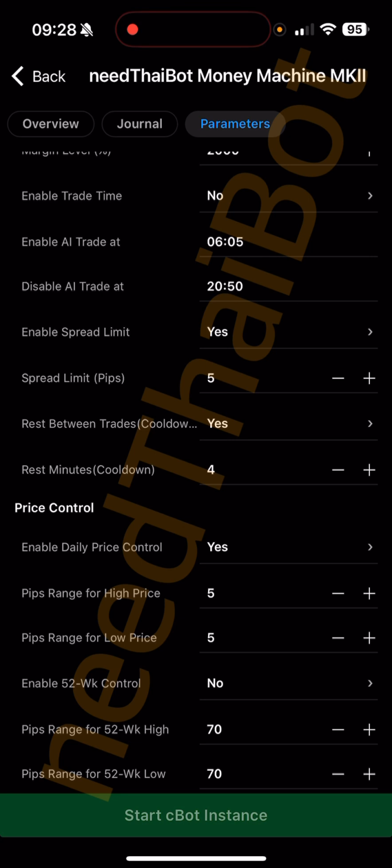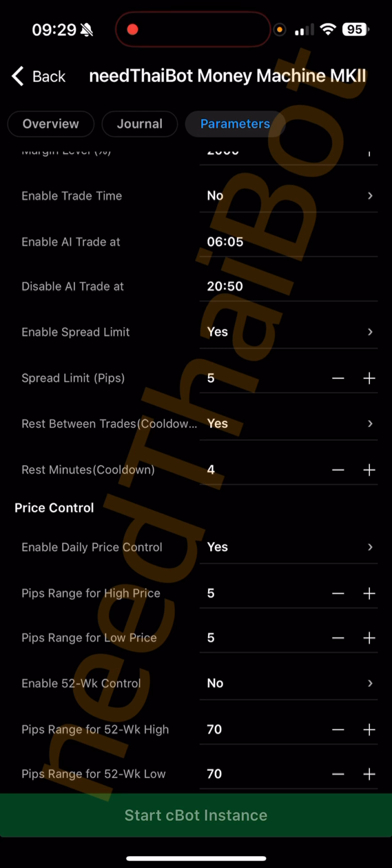This is the daily price control for high and low price, daily high and daily low. So for the high, if it's in the range below the daily high price, like 5 to 10 pips, this one is set to 5, but you can set 5 to 10 pips, so it won't open the trade when the price is close to the high price.